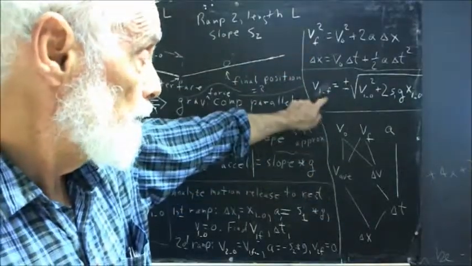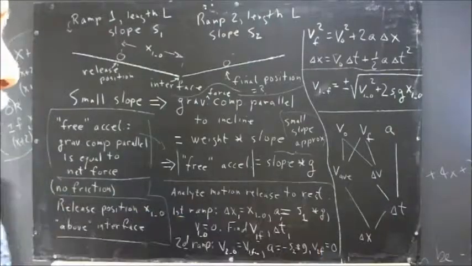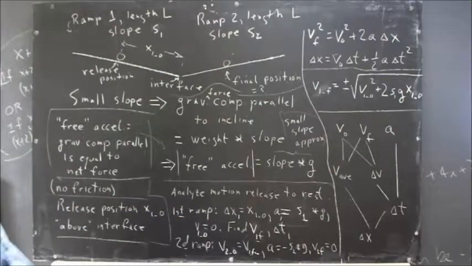Using that, you've got your v1F, you've got all your quantities here. You should be able to come up with an expression. See if you can do that, an expression for the final position on ramp 2.